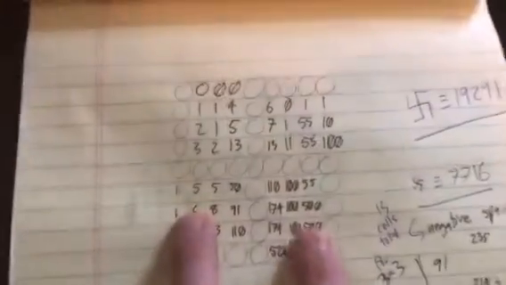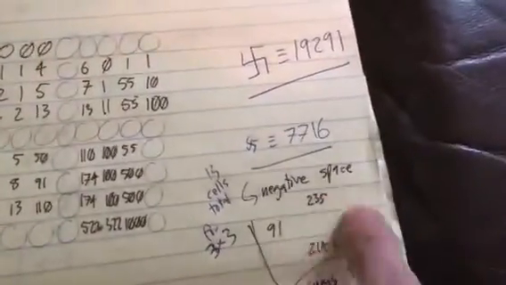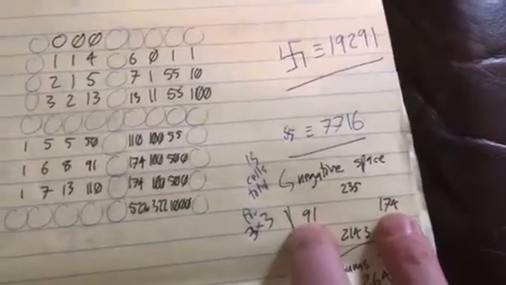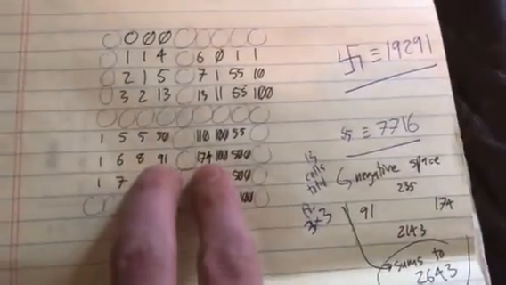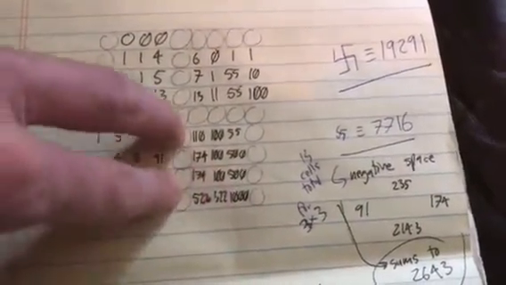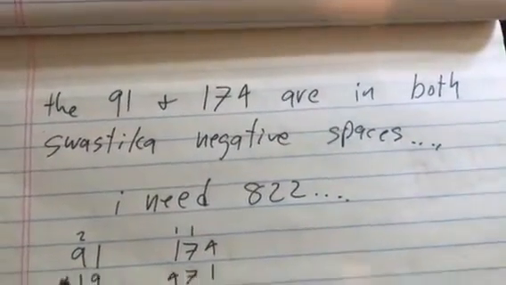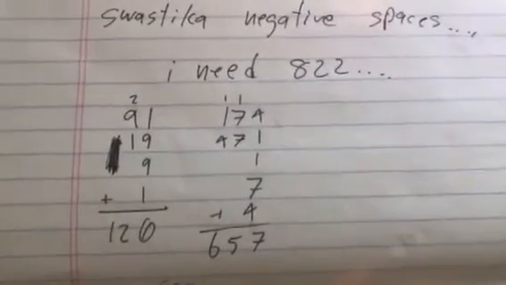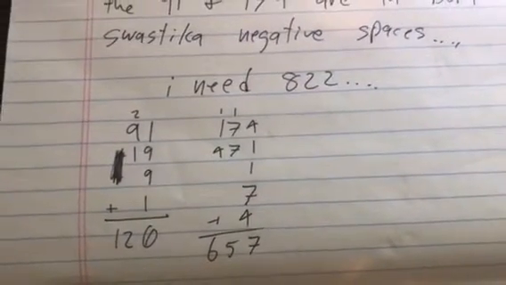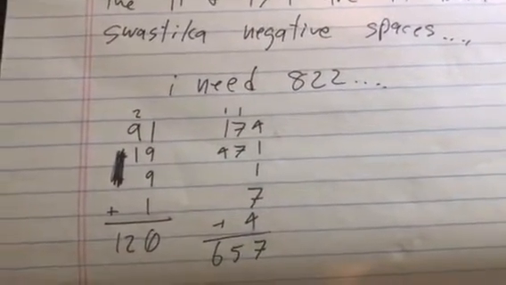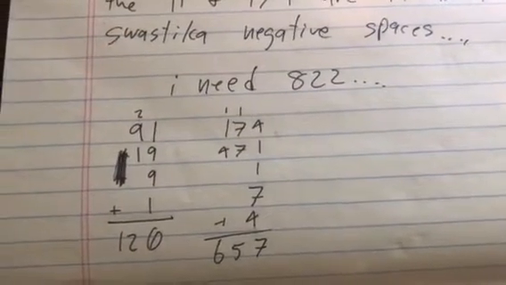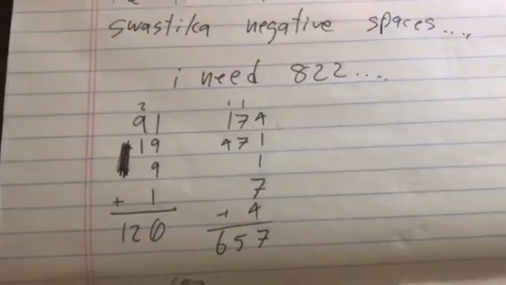So we looked at the negative space of the 9x9, and we looked at these 4 cells, but there's something going on with the 91 and 174, okay? It's in both. That one's not, but that one would be. So let's take a little bit more of a look at that. So the 91, 174 in both swastika negative spaces, I need 822. I reverse engineer, that's what I do. So I took the 91 and 174 and looked at it forwards and backwards, broke it into some of its parts and added it up. When you add those up, you get 777.